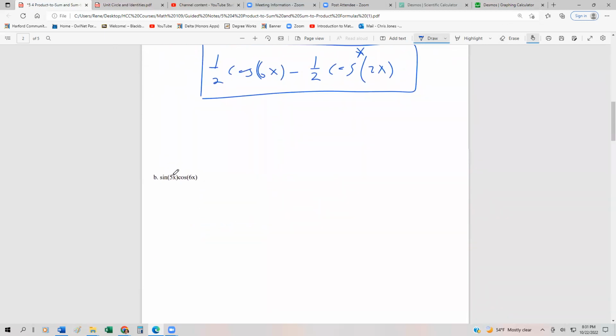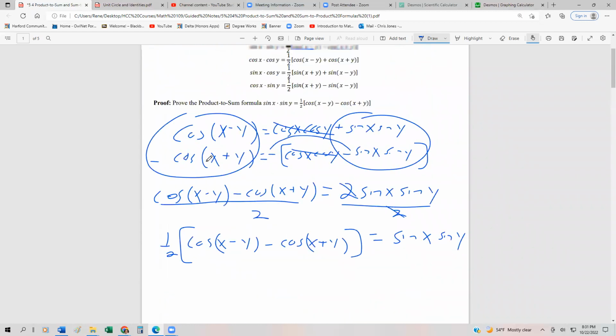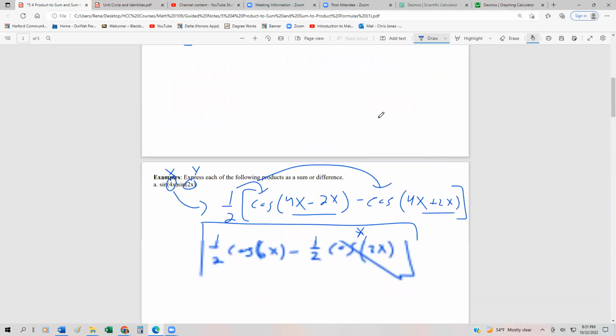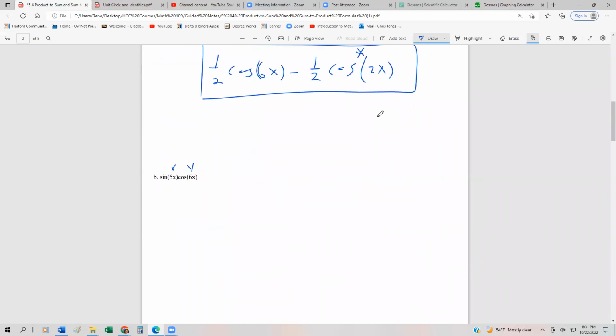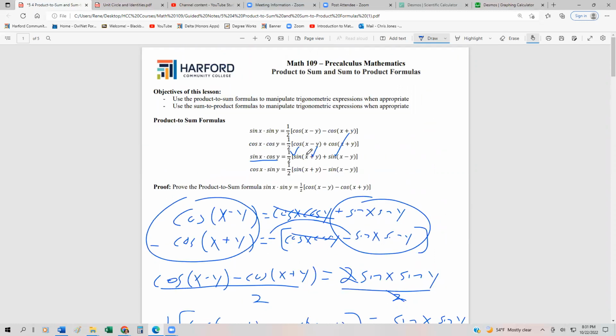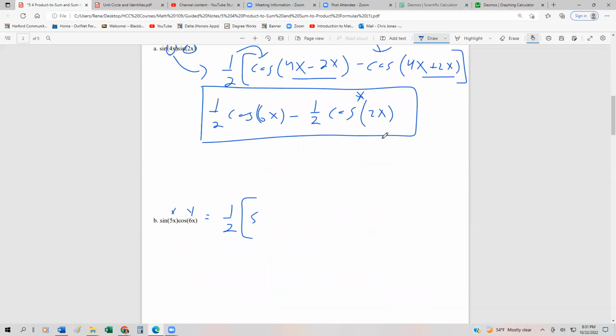A second example, same exact thing, sine 5x cos 6x. So we go up top and we have, if we have sine of x cos of y, that's 1/2 sine x plus y plus sine x minus y. Okay, so think of this as x and think of this as y, right? And so we're going to have 1/2. As we said before, it's going to be sine x plus y plus sine x minus y. Okay, so sine of 5x plus 6x plus sine of 5x minus 6x.